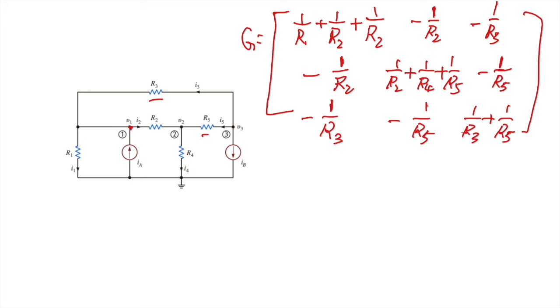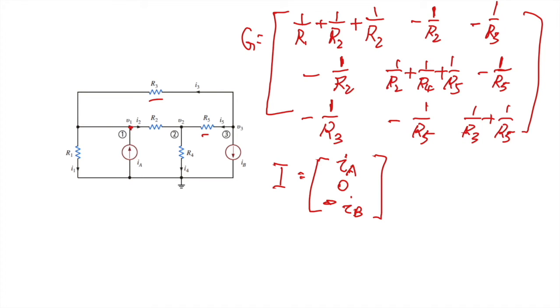So we get the G matrices. How about the I matrix? For node 1, we have the independent current source IA entering the node 1, so that is IA. For node 2, it does not have independent current source directly connected with node 2, so it equals 0. And for node 3, we have an independent current source, but the current is leaving the node, so it is a negative IB.